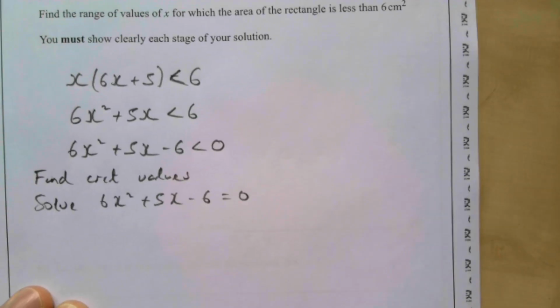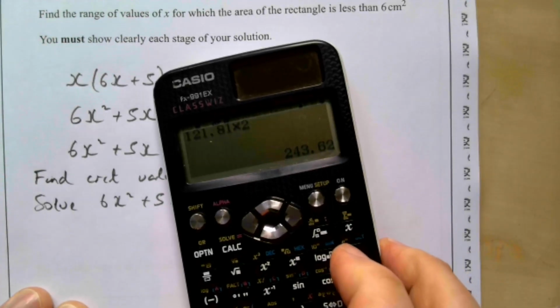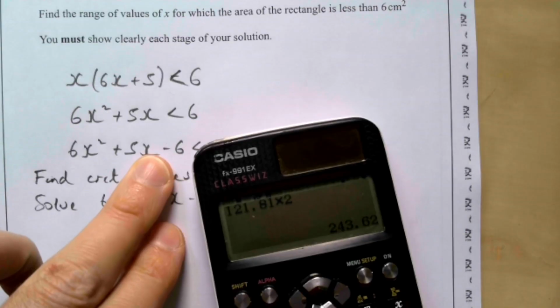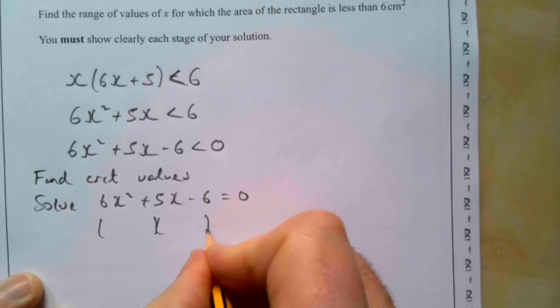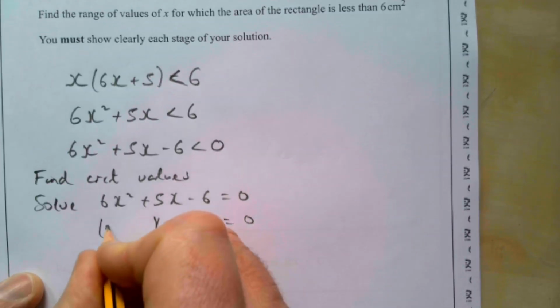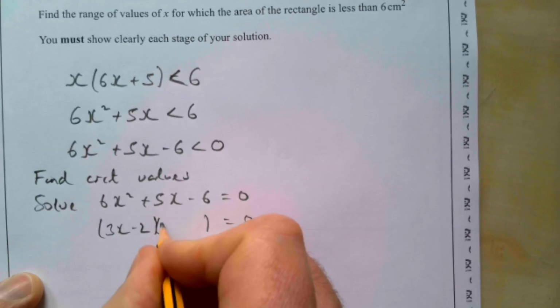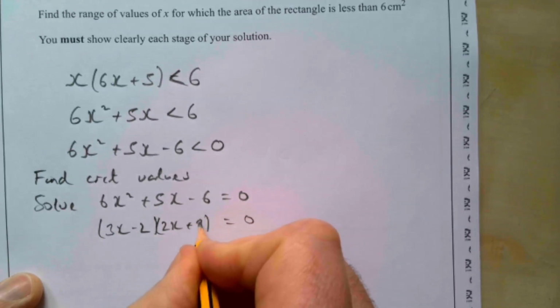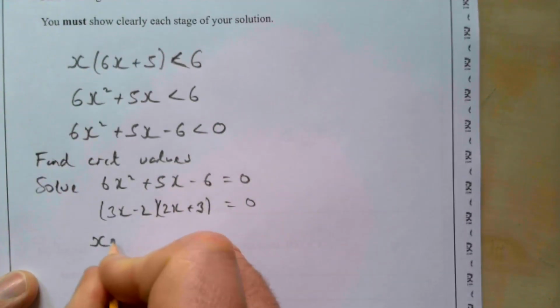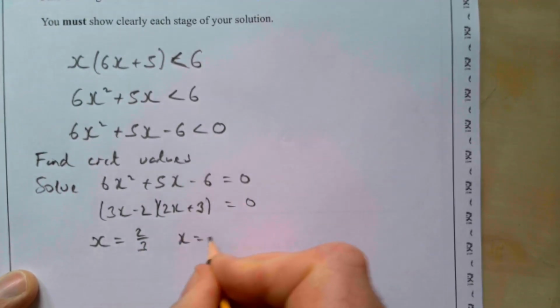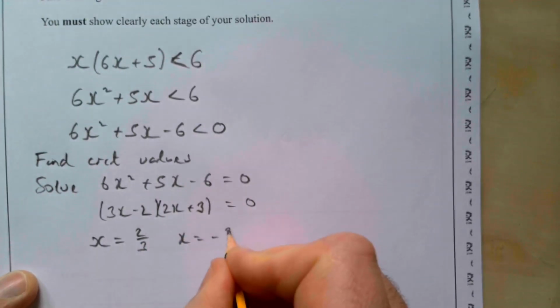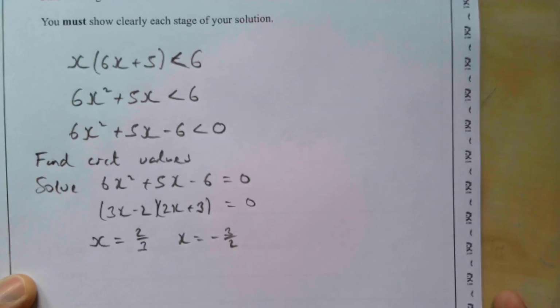People have lots of different ways of solving quadratics. This calculator, of course, will do it for you. It will actually solve the inequality as well. But solving this, you can do it whatever way you want. I'm not going to do it now for you. But it gives you 3x minus 2, 2x plus 3. Hopefully you're familiar enough with that. That gives me x is 2/3, or x is minus 3 over 2.